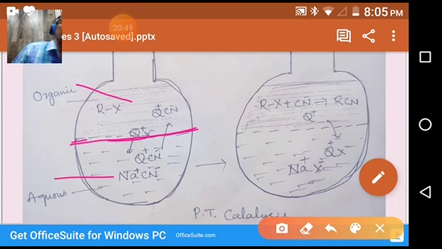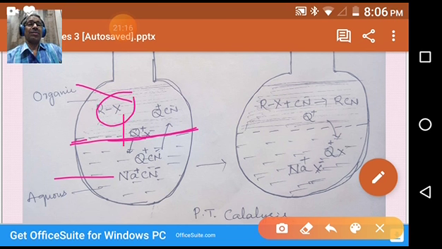The upper and lower positions differ depending upon the density of the substances. The more dense compound comes down, and the less dense compound goes to the upper phase. In this case, the organic phase is the upper medium, and the aqueous medium is the lower medium. An alkyl halide is soluble only in the organic phase. It doesn't go to the aqueous phase.